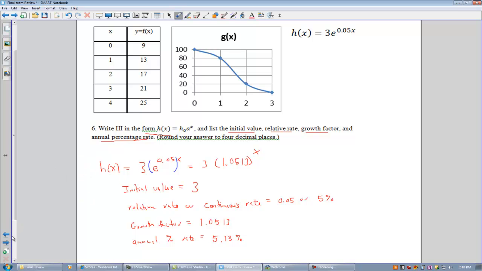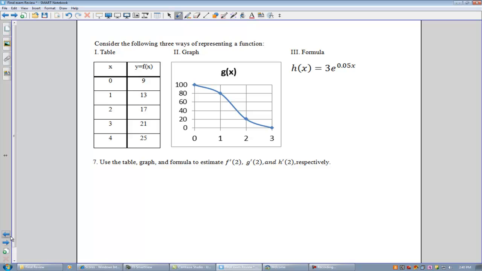All right. Let's go to the next one. Now number 7, we want to use the table, graph, and formula to estimate f prime of 2, g prime of 2, and h prime of 2. There are various ways that we can do this. Let's first take a look at the table, because these are basically 3 problems in one.